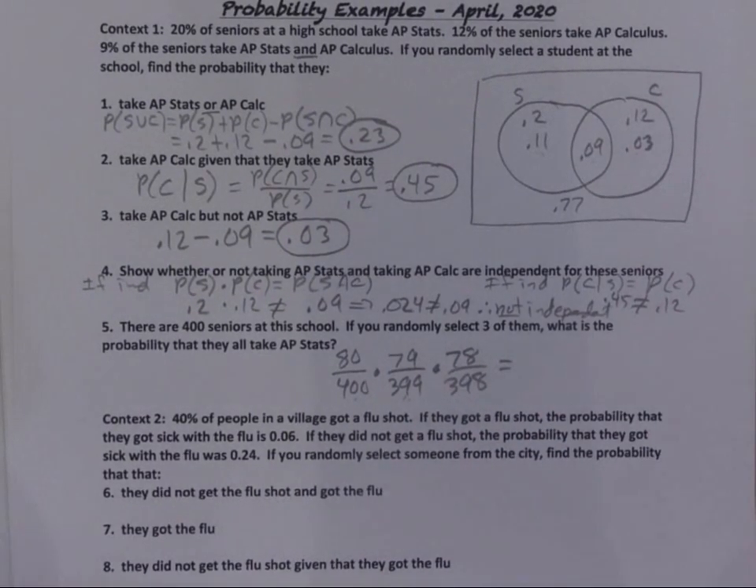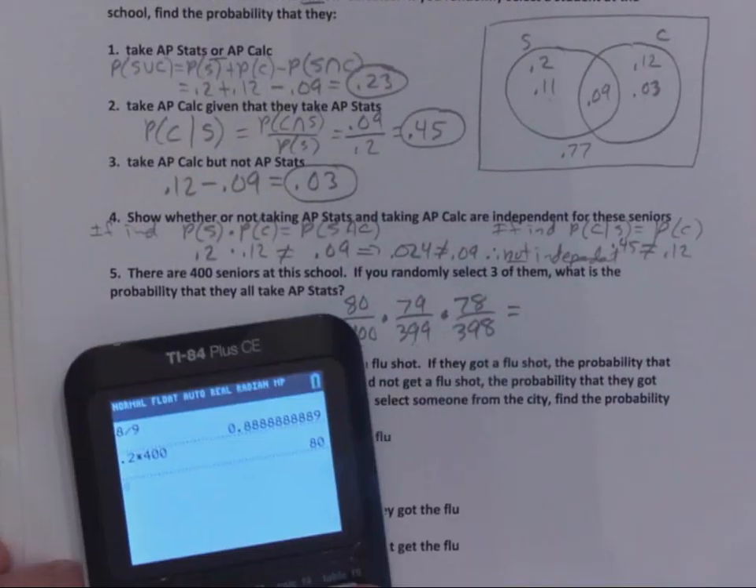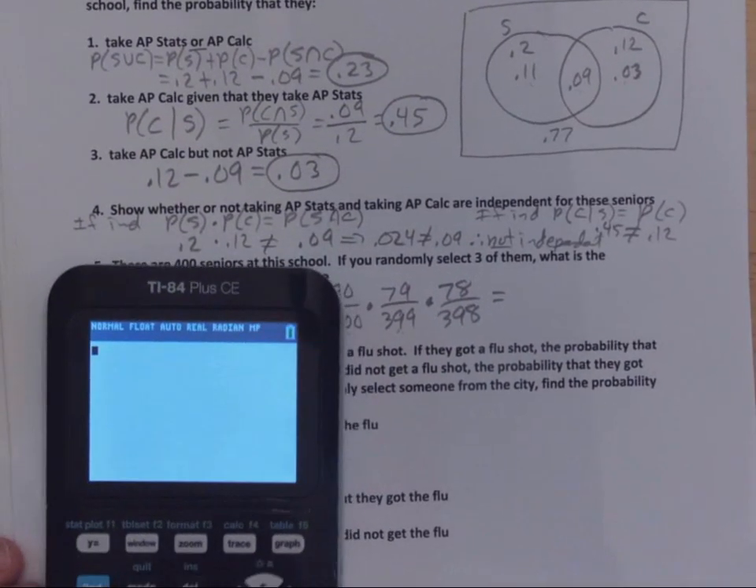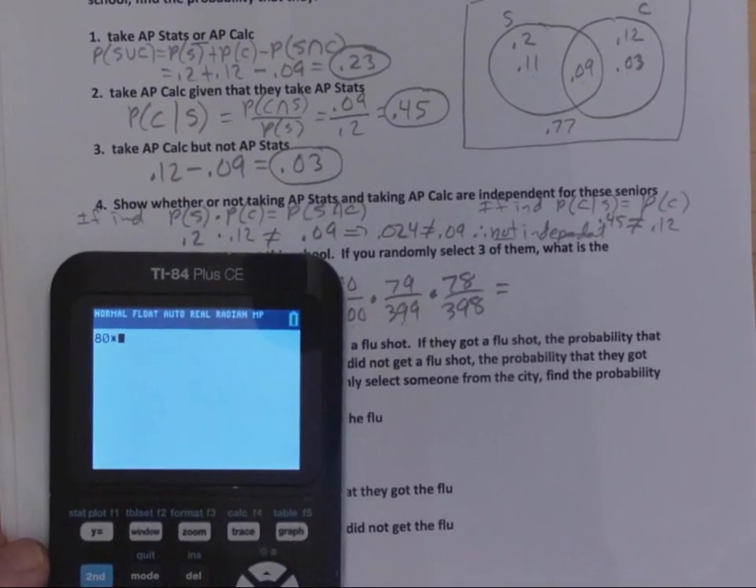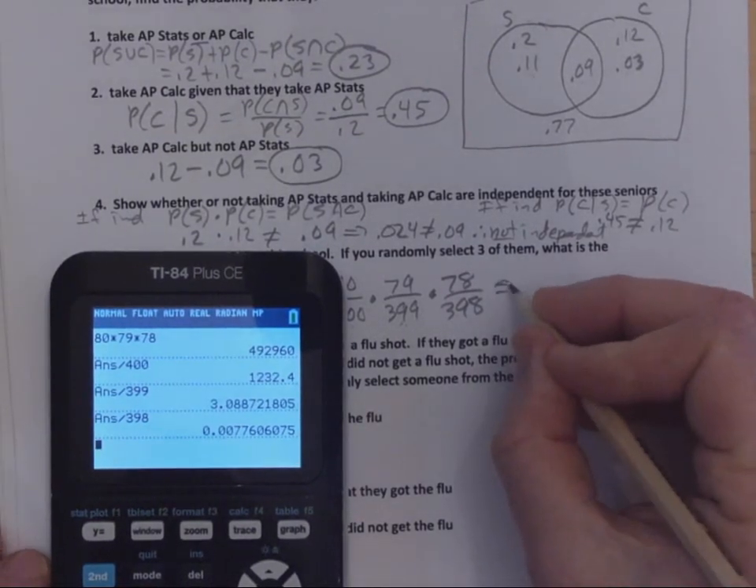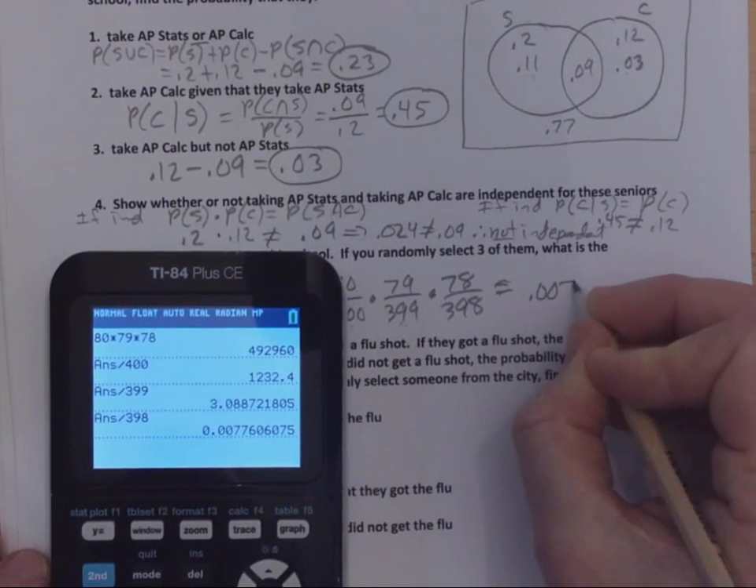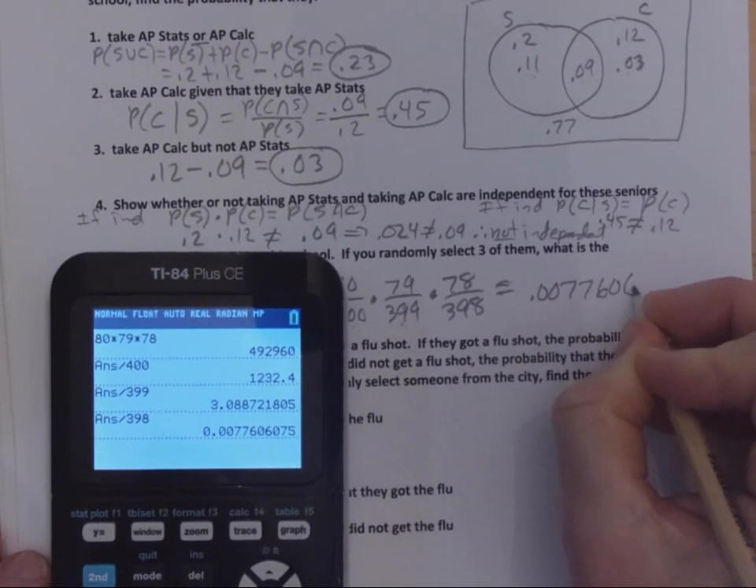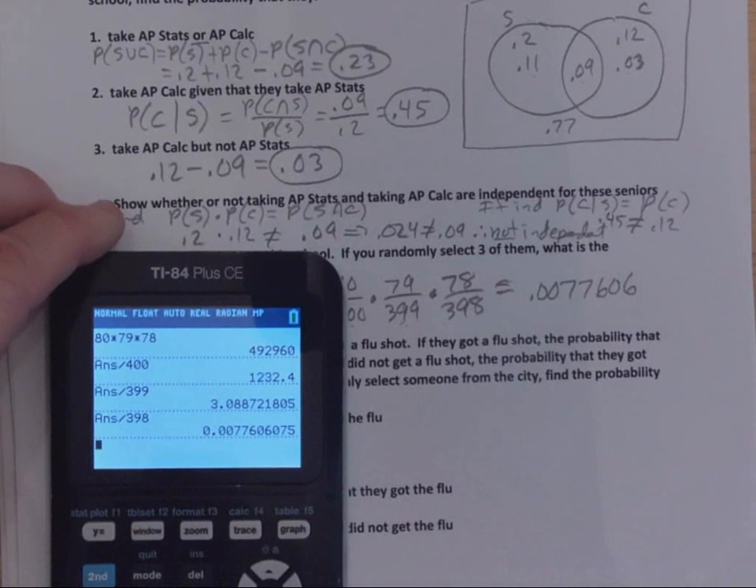And when you do that, well, so that's showing your work, and so let me see what that is. And so that is going to be 80 times 79 times 78, divided by 400, divided by 399, divided by 398. And so that, as it turns out, is approximately equal to 0.0077606. So I think I did that right.